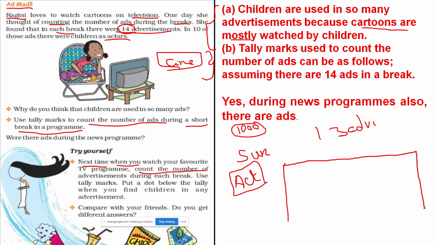Now I am drawing on the screen. You see here, name of the advertisement. What should we write here? The name of the ad. Which advertisement is coming?